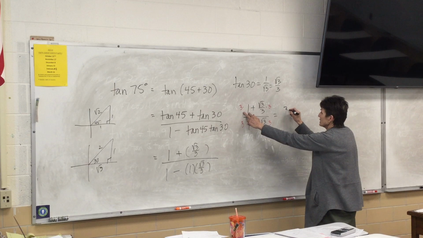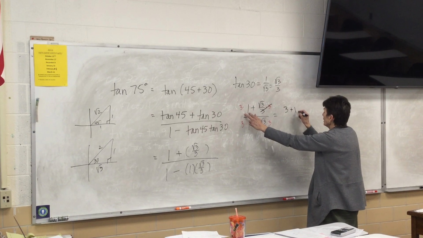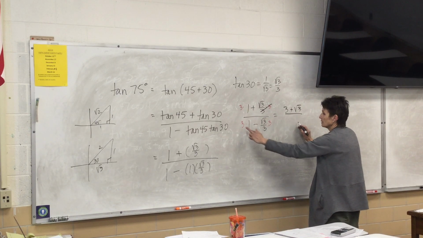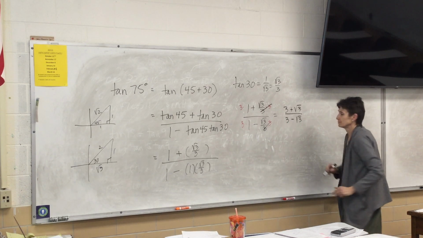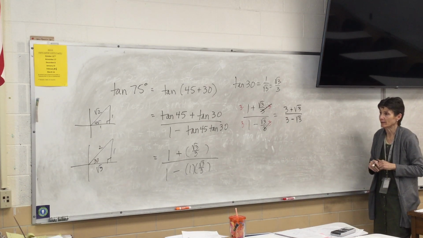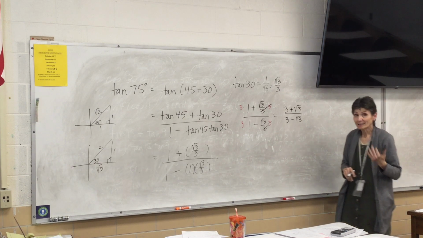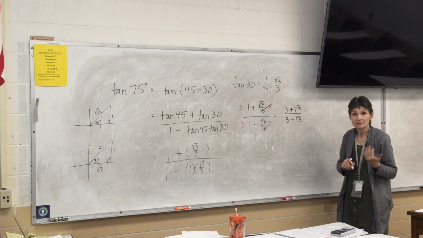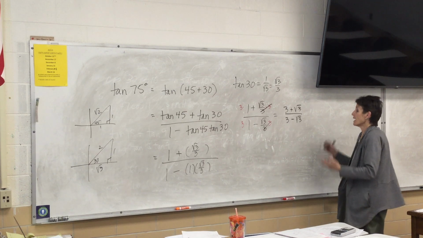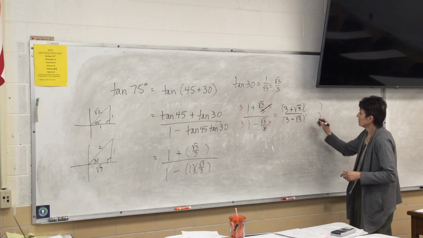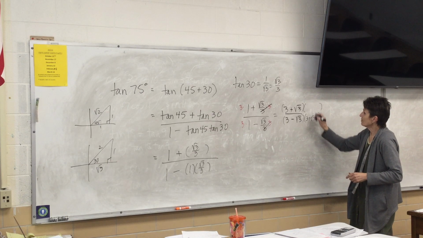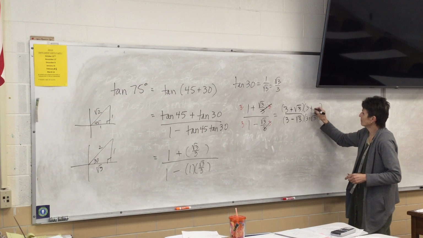That'll give me 3 plus root 3 over 3 minus root 3. That looks a lot better. But I'm not allowed to have a radical in the denominator. So now I'm going to multiply by 3 plus root 3, the conjugate of the bottom.